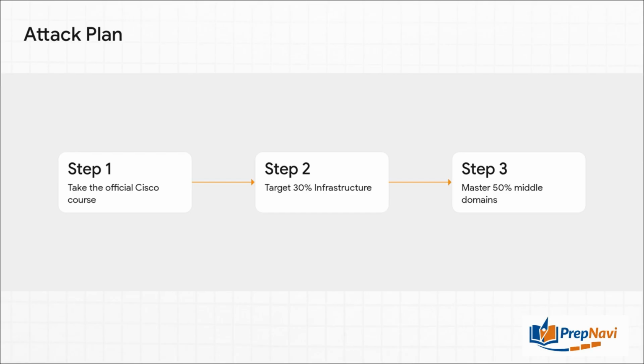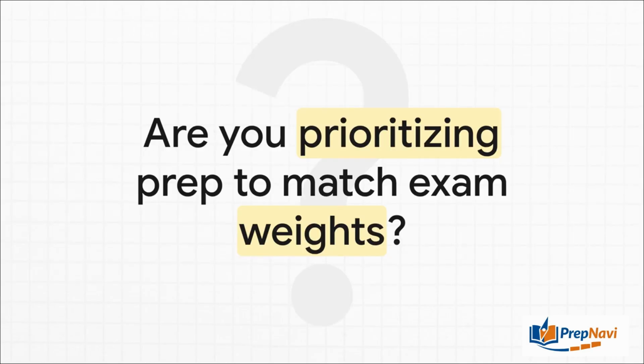Step 3. Master the middle. Domains 1 and 3, site survey and mobility, combine to make up a whopping 50% of the test. Once your infrastructure knowledge is rock solid, dedicate half of your total study time to mastering those survey tools and roaming optimizations. I want to leave you with a question to really ponder as you open your books tonight.